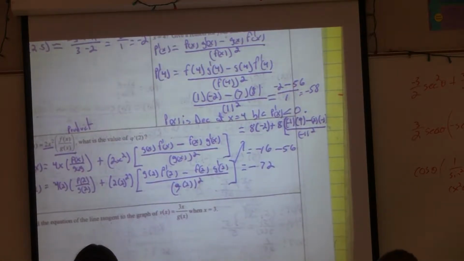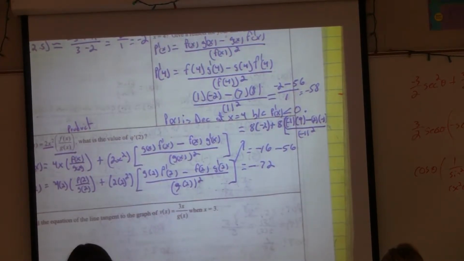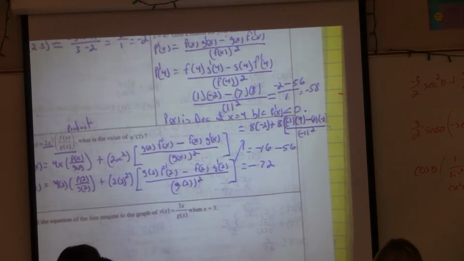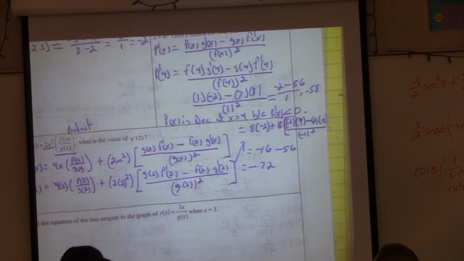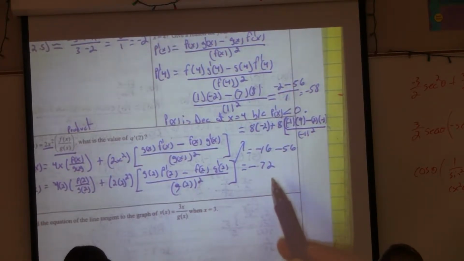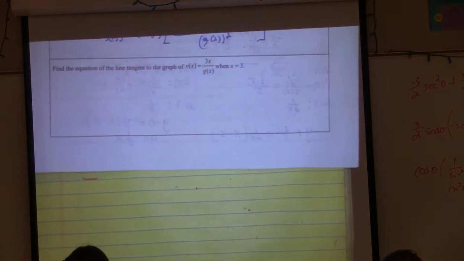So what does that tell me about Q of x at 2? Q of x is decreasing because q prime of x is less than 0. One more? Why not, right? We're already here. Let's finish it.